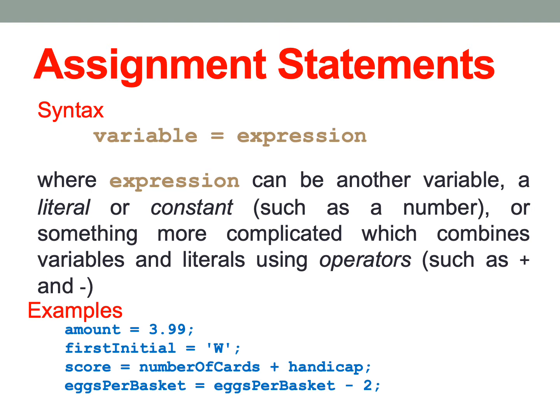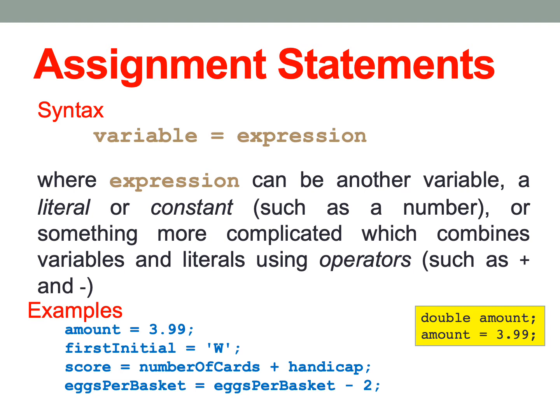The syntax in an assignment statement is variable equal expression, where expression can be another variable, a literal or constant such as a number, or something more complicated which combines variables and literals using operators such as addition and subtraction. We can also declare and have the expression on the same line, meaning that the expression is the initialization value. For example, amount equal to 3.99, meaning that we have declared it previously.